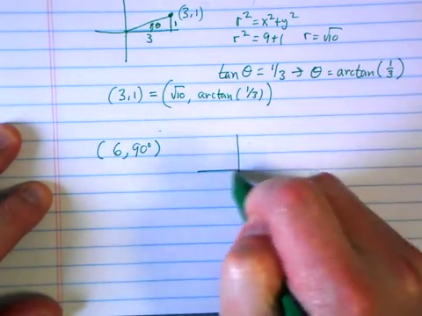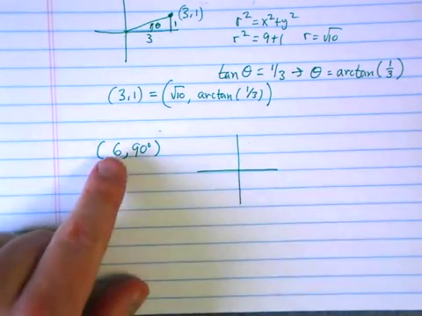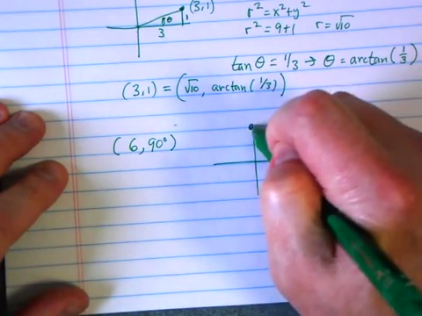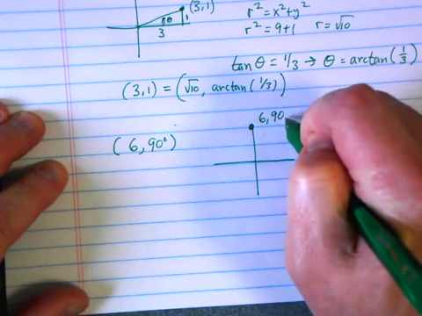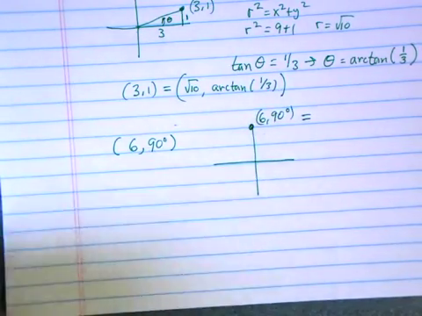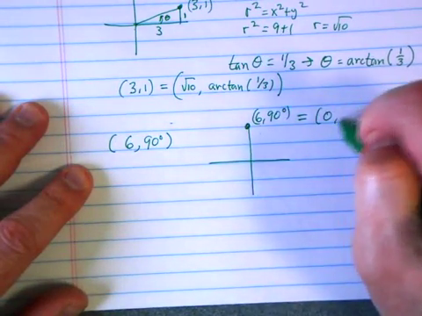Again, I think I would start by drawing the point. Where is the point? R is 6. Theta is 90 degrees. It's right up here, isn't it? So it's right here, 6, comma, 90 degrees. So what's that in rectangular coordinates? 0, comma, 6. Yeah, so that one's an easy one. You don't need any formulas at all if you draw the point.